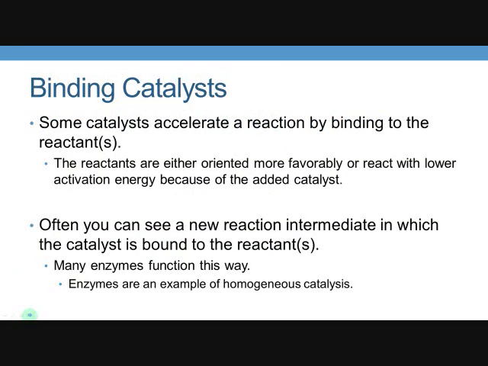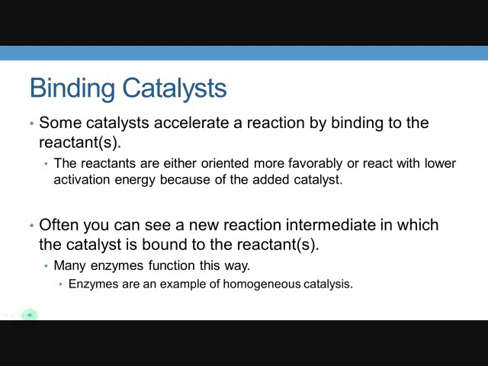Another type of catalyst is a binding catalyst. This is a heterogeneous example of a catalyst where they're on the surface. Some catalysts will accelerate by binding to the reactants. So the reactants are either oriented more favorably, or they can react with a lower activation energy because of the added catalyst. Often you can see a new reaction intermediate in which the catalyst is bound to the reactants. Many enzymes function this way.